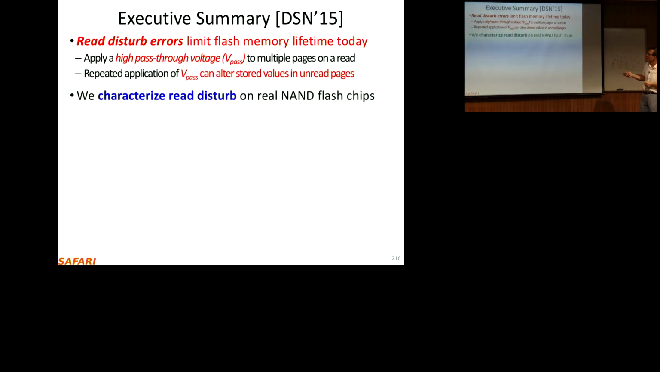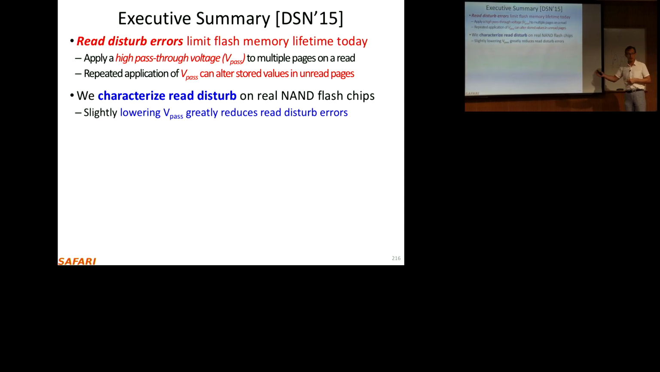So basically, we characterize this read disturb phenomenon on real flash chips, and we propose several mechanisms. If you slightly lower VPass, you greatly reduce read disturb errors. You don't need to apply the highest over here. You can apply it on a per page basis because the real cause of the problem is this high pass-through voltage. And the second idea is some flash cells are more prone to read disturb, and you can do probabilistic analysis of flash cells to recover the data.